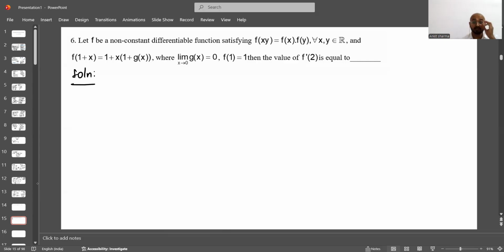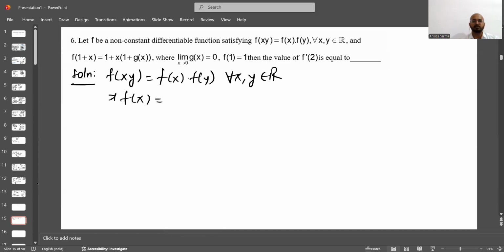So we have a non-constant differentiable function satisfying f of xy is equal to f of x into f of y for all x, y. Then we have f of 1 plus x is equal to 1 plus x into 1 plus g of x, and then we need to find a value. So f of xy is equal to f of x into f of y for all x, y belonging to R. That means my function is going to be f of x is equal to x to the power n. This is the function which satisfies this.